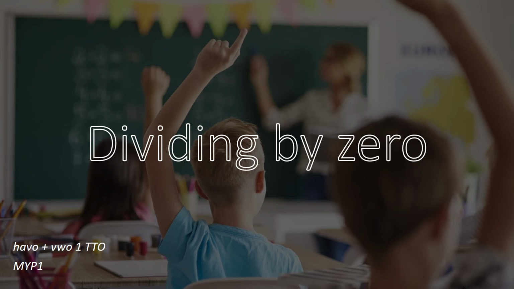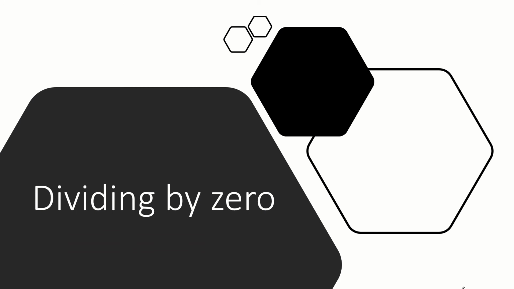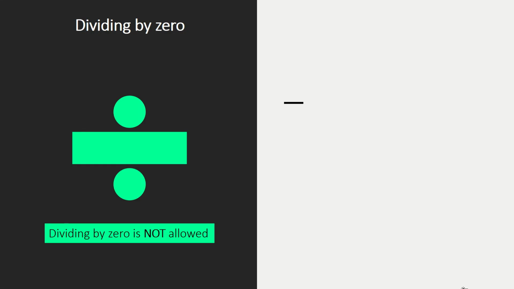Hi everyone! In this video you're going to learn how you can divide by 0 and if it is possible to divide by 0. Dividing by 0 is not allowed. And that's because we have no idea what 0 divided by 0 is.